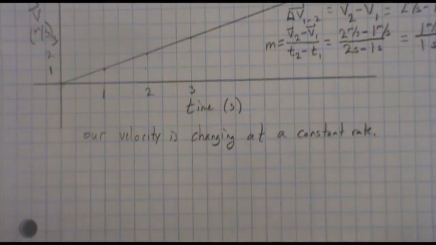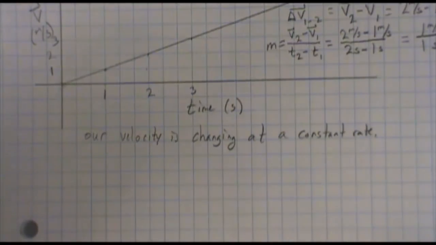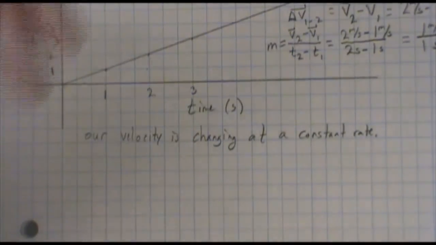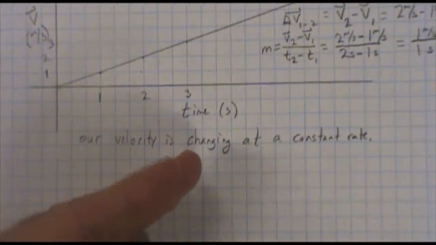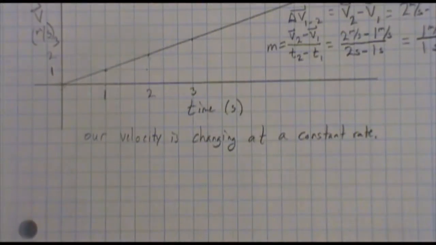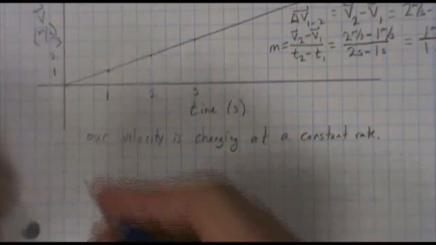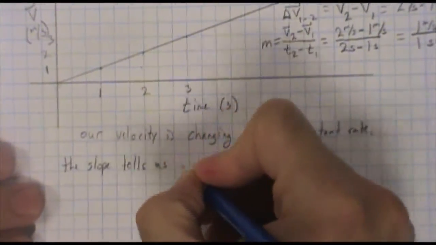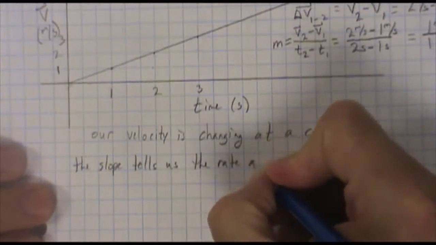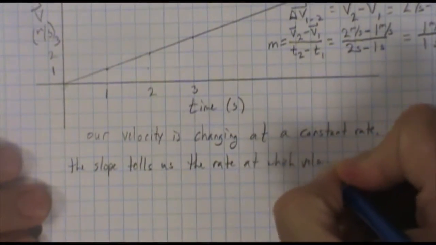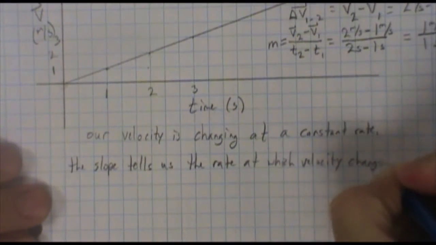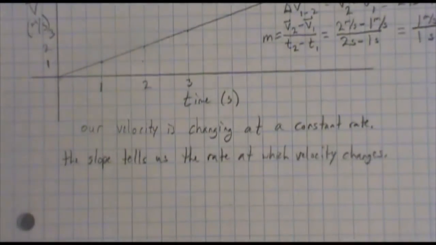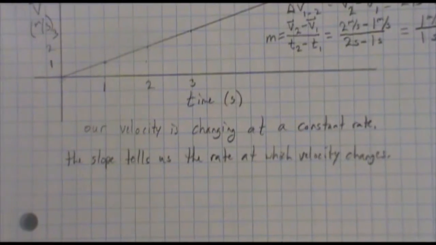Well, we did a trick last time. Last time we took the slope of our position versus time graph, we found that it told us something useful, we gave it a name, we called it velocity. This time we took the slope of our velocity time graph and it tells us something useful. It tells us the rate at which our velocity changes. So let's write that down. The slope tells us the rate at which velocity changes. That's useful if I know how fast it's going now, because I'll be able to predict how fast it's going to be going later.